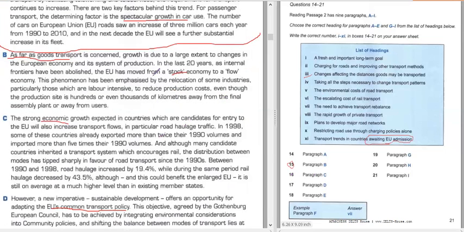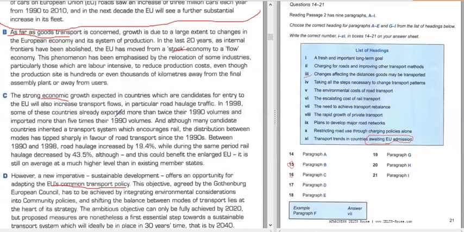Next is the 16th. So it talks about strong economic growth expanded in countries which are candidates for entry to the EU. Awaiting EU admission, entry to the EU will also increase. So do you think, some which are candidates for entry, do you see it's matching with 11? Yes, sir.